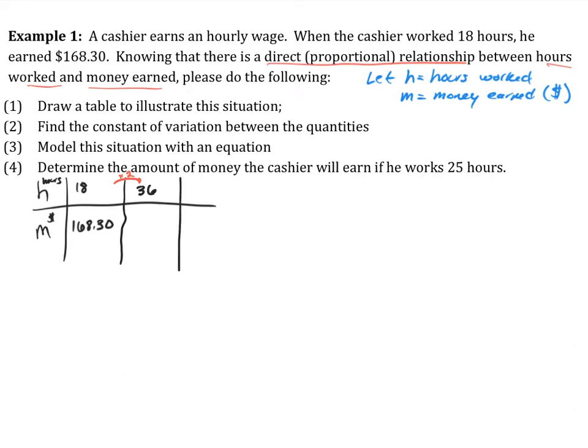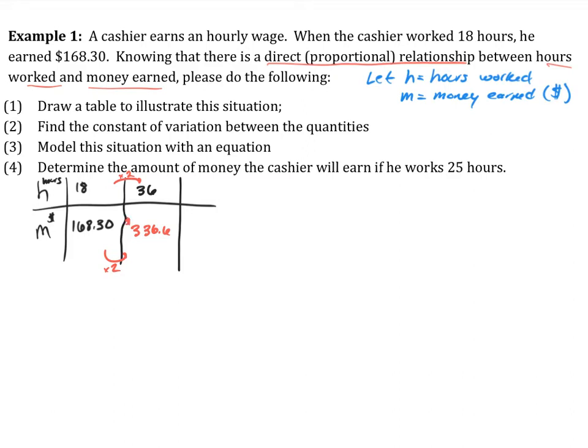Then he would have earned, knowing what I know about direct variation, in this case equivalent ratios, $168.30 times 2. He will have earned $336.60. All right, so all I'm doing here is just filling in a little bit of a table.